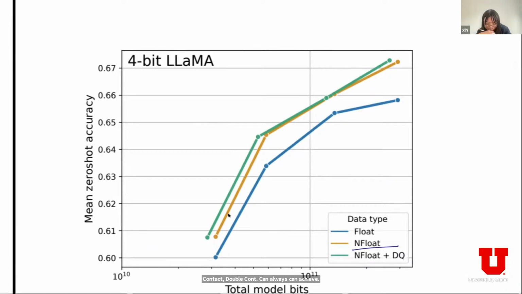Yeah, that's a little weird, right? Because when you do double quantization, you kind of introduce error in the max and min. How can it be better than when you only do the single normal float quantization?